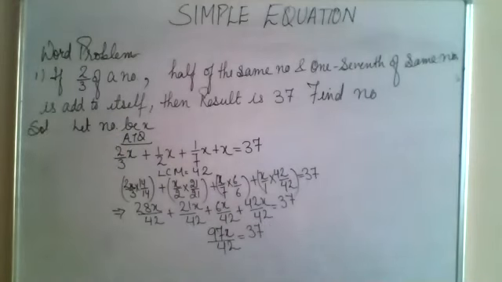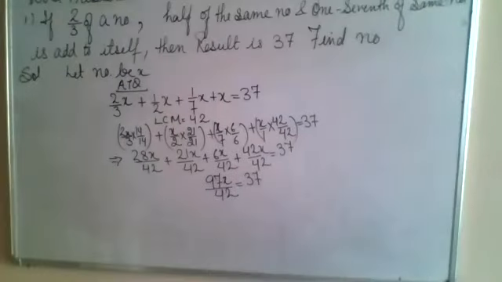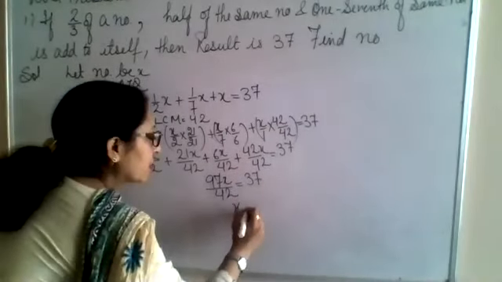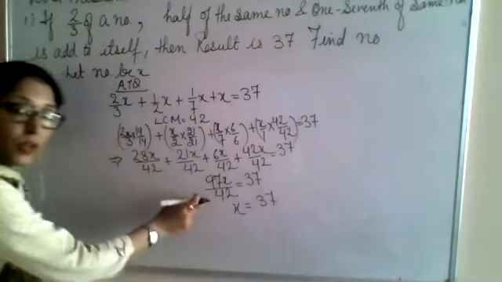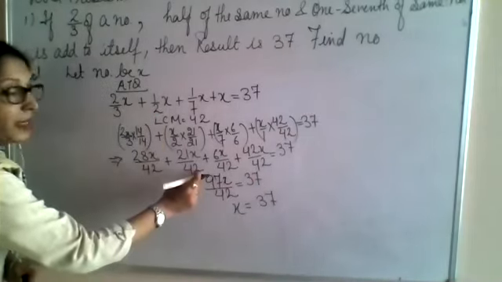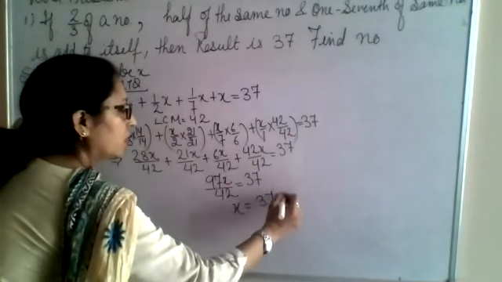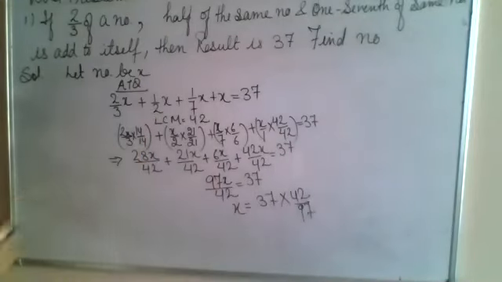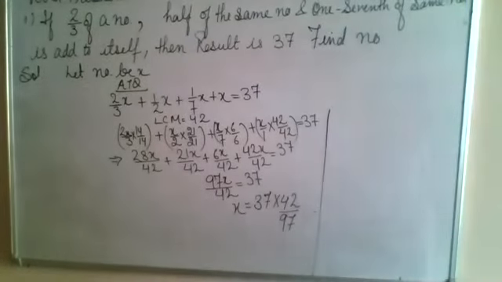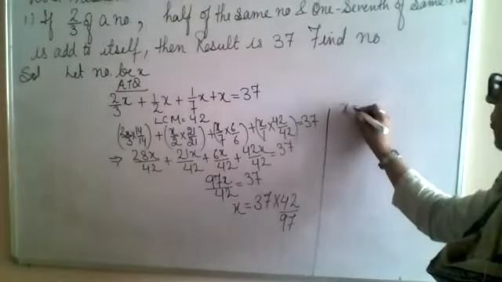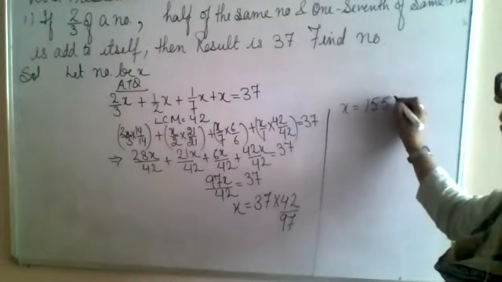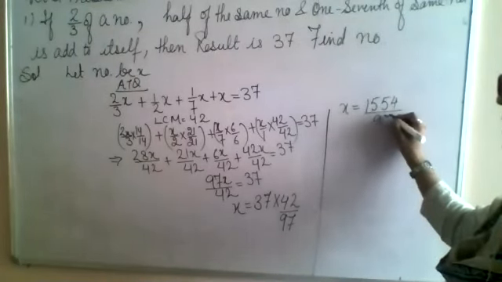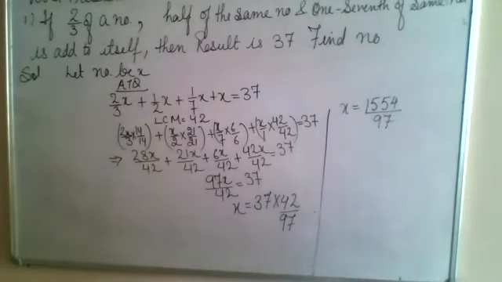As you have to find out value of x, so take reciprocal. Means 42 is in divide, will go in multiply and 97 is multiply, will go in divide. This is reciprocal. When you will multiply 37 by 42, it will be 1554 upon 97. 97 is prime number.